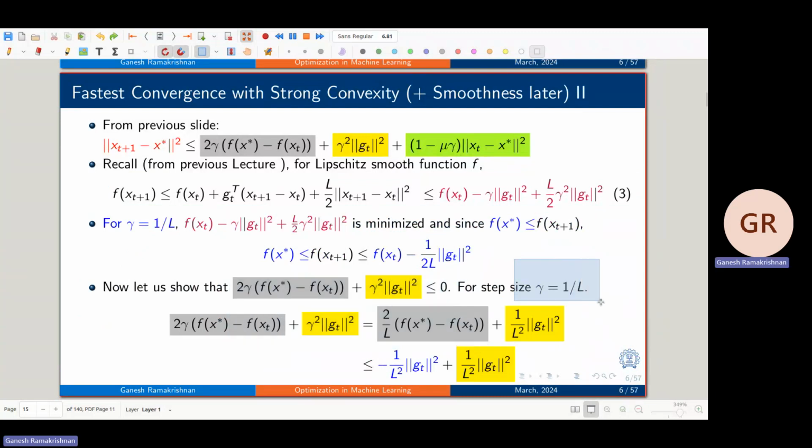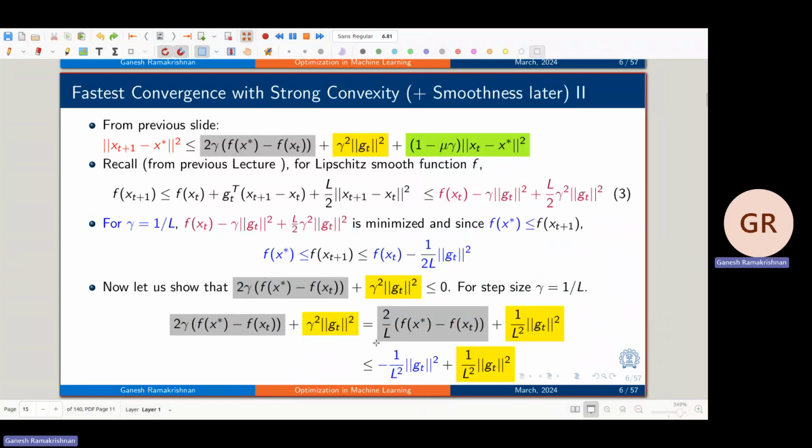So if I substitute gamma equals 1 by L, basically I'll get this interesting expression: 2 gamma f of x star minus f of xt plus gamma square norm gt square. I just substitute for gamma here, and I'll get minus 1 by L, f of xt minus f of x star, plus 1 by L square norm gt square, because of this inequality.